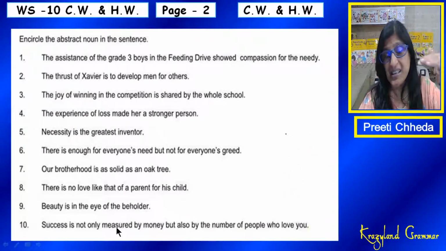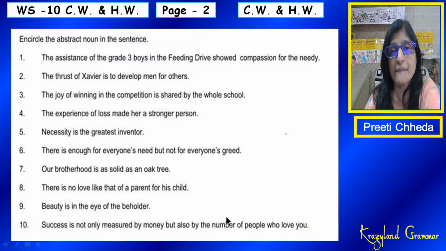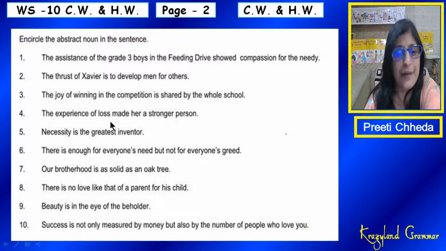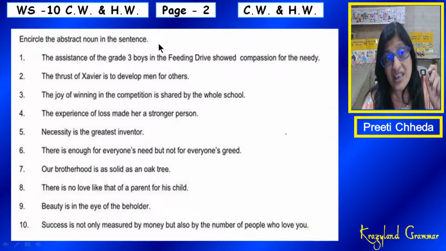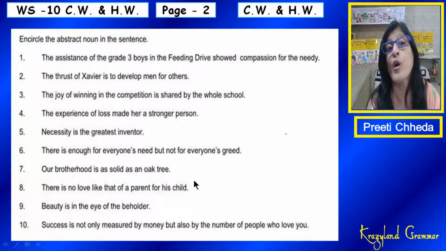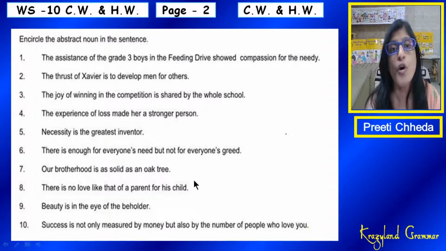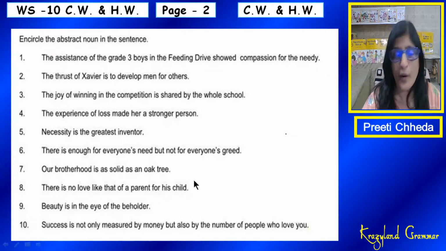Now it is divided into 3 parts and the first one, what does it say? Read the instructions carefully. Encircle the abstract noun in each sentence, and these 10 sentences are of high vocabulary. You might find it a little difficult, but if you are not able to understand in one go, read it again and again, till you understand.